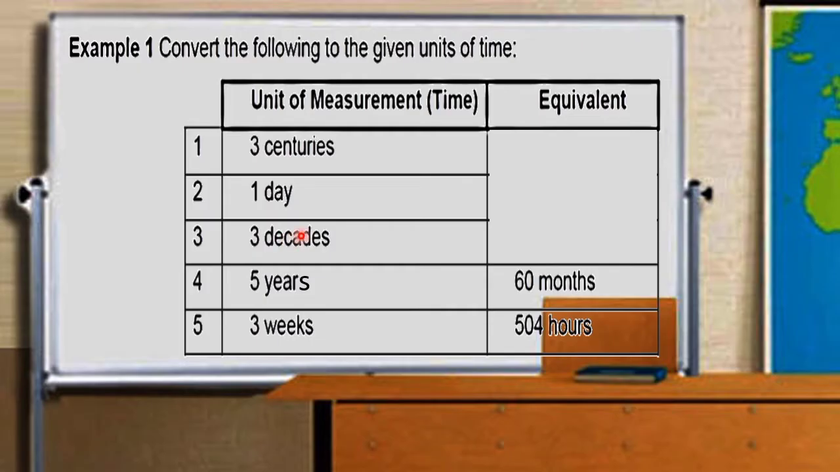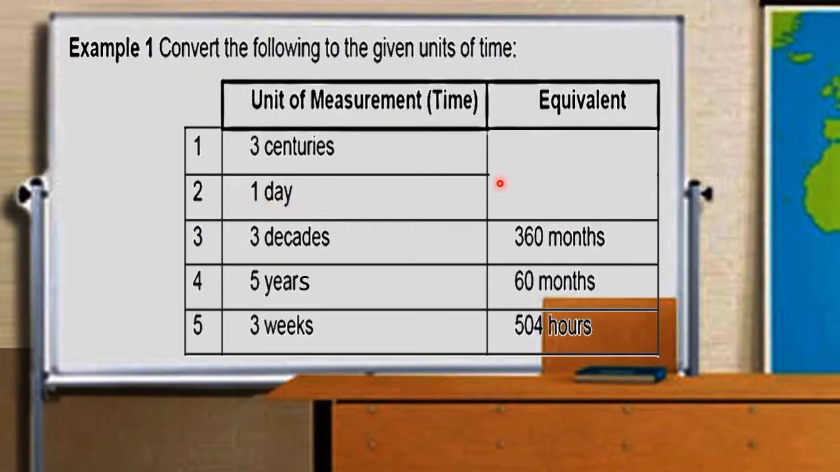How many months are there in 3 decades? Okay, so 1 decade is equals to 10 years. 3 decades to. So we need to multiply 10 kay 3. 10 times 3 is 30. So 3 decades is equals to 30 years. So in 1 year, meron tayong 12 months. So i-multiply natin si 12 months kay 30 years. So 30 times 12 is equals to 360 months.